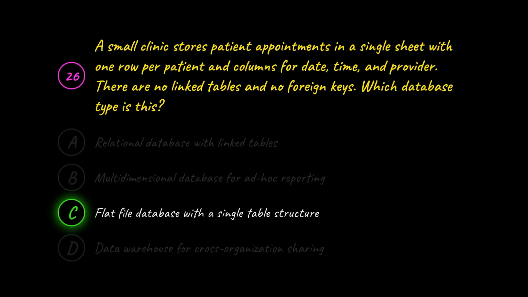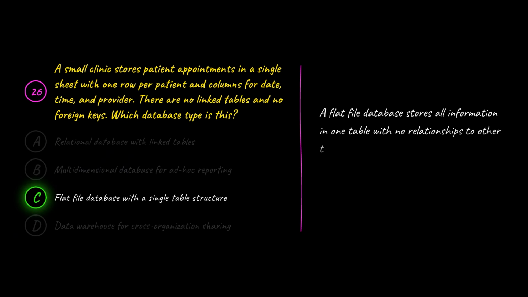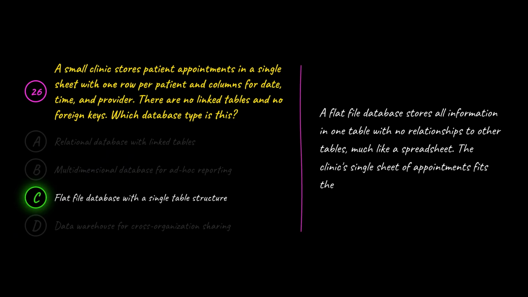The correct answer is C. Flat file database with a single table structure. C is correct because a flat file database stores all information in one table with no relationships to other tables, much like a spreadsheet. The clinic's single sheet of appointments fits the definition perfectly. Flat files are simple, easy to read, and best for small, isolated datasets.